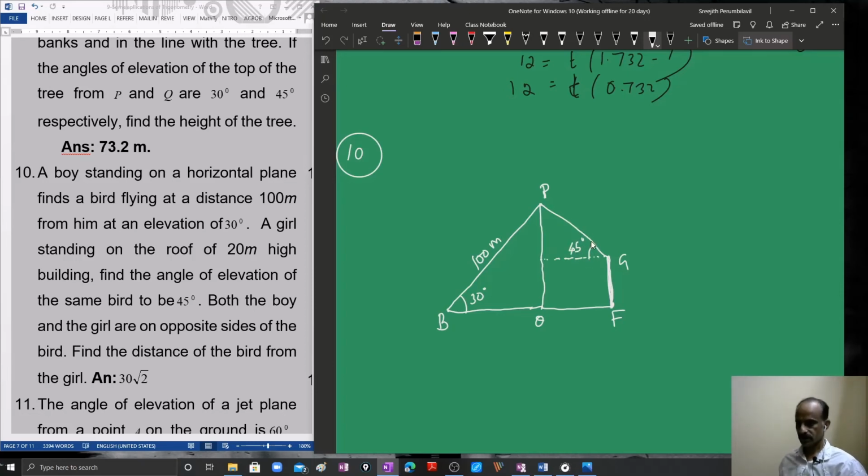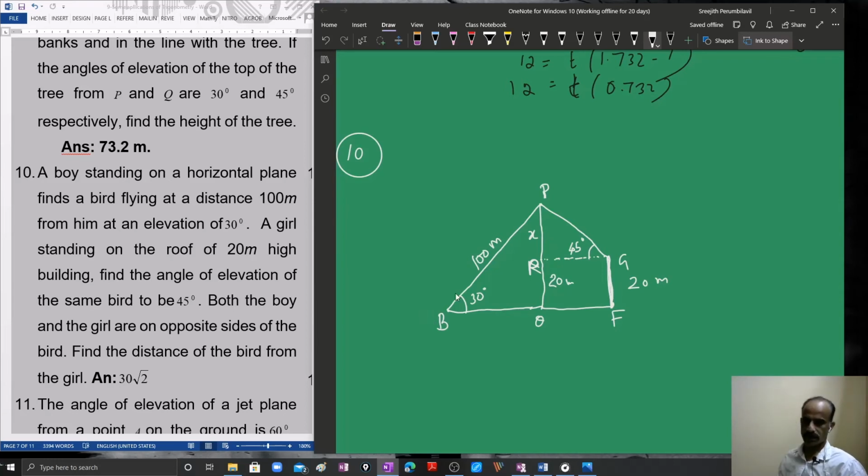45 degree. Find the distance... nothing is given. The distance is not given. Find the angle of elevation of a 20-meter high building at 45 degree. So this is the 20-meter building, and this is also 20 meters. We'll take it as Q. This is also QR. This is already Q, 20 meters. This we can take as X.